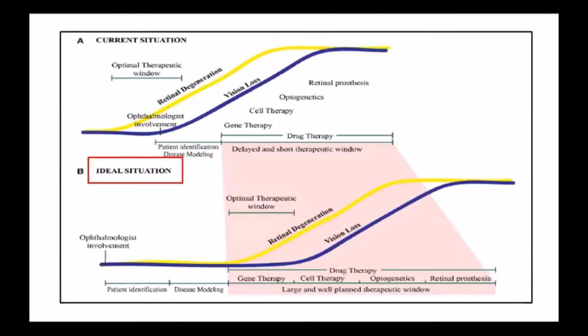Finally, with current approaches, the optimal therapeutic window is missed in most patients. Typically, an ophthalmologist becomes involved only after the onset of retinal degeneration and vision loss. Under ideal conditions, a patient at risk for developing an inherited retinal degeneration will be identified well before disease onset and the start of vision loss. This will enable the clinician to intervene within the therapeutic window, providing a well-planned and personalized intervention. This is what we should fight for every day.